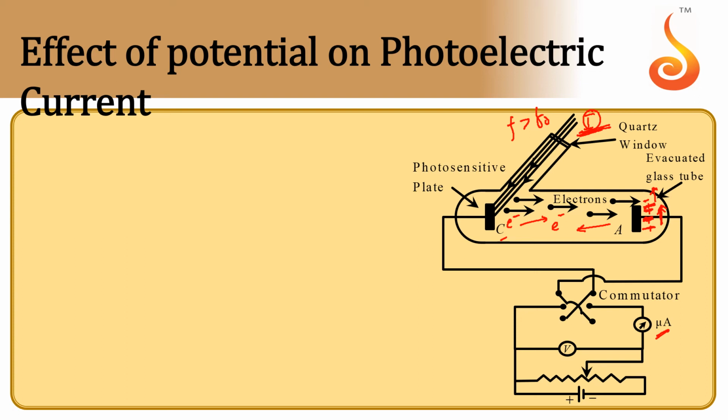The potential at which the photocurrent in the circuit becomes zero, that potential we call the cutoff potential. And the potential at which the electrons are accelerated towards the anode plate, we call the accelerating potential. That happens only when the anode plate is given positivity. And let us see the graph of how it varies.